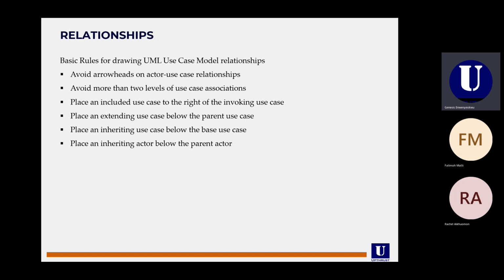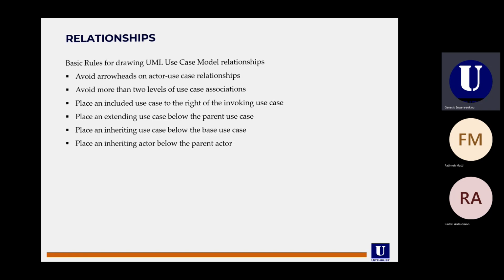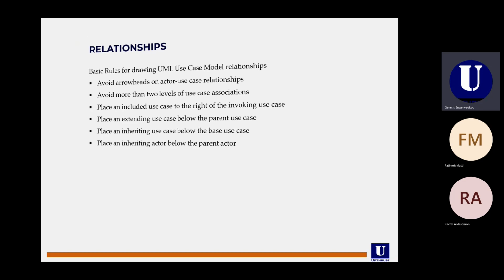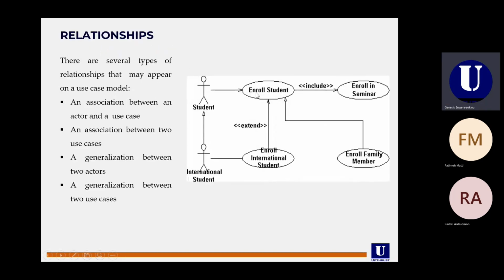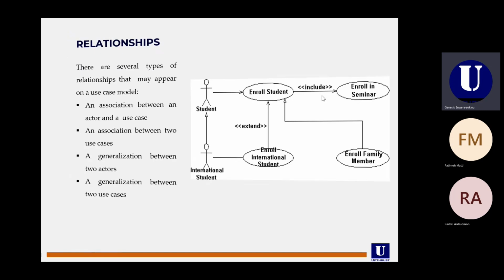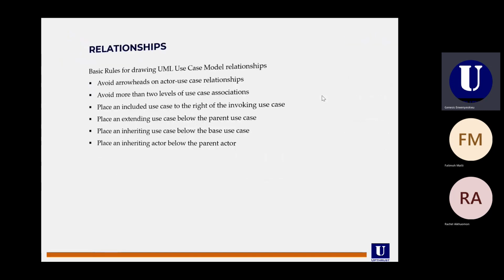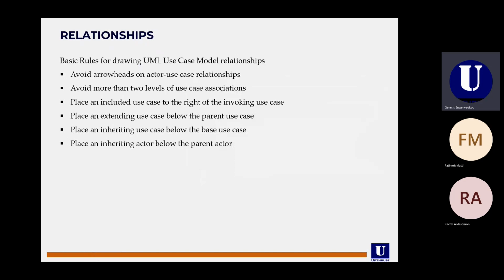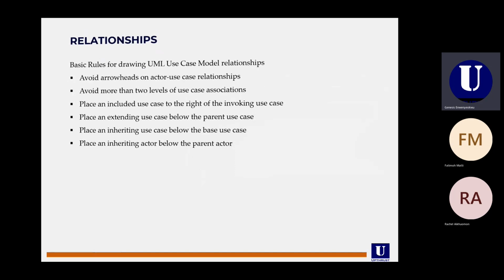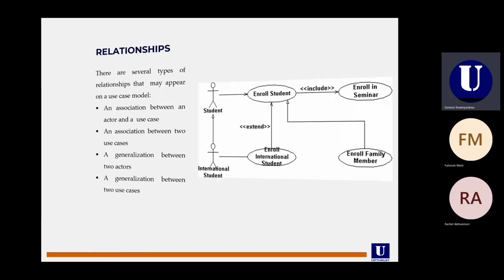So you can have a parent use case and two inheriting use cases. A good example is this. We have a parent use case called enroll students, right? And we have two inheriting use cases, extend and include. Then another rule of thumb is that we need to place an included use case to the right of the invoking use case. So this is an include.